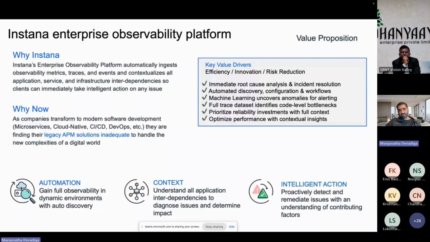Now, in that, the first one is Instana. So what is Instana? Instana helps you to look at application observability, right? So what are applications? You have, as an enterprise, many business critical applications.